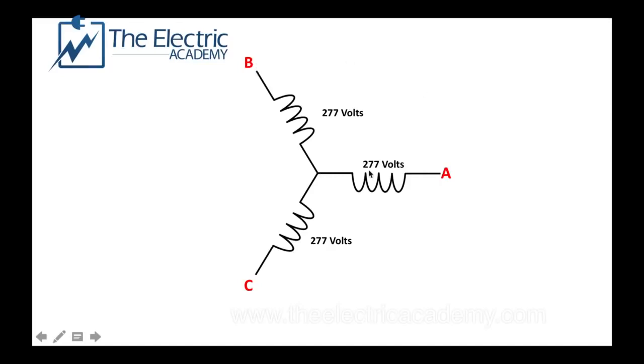So if you add up, let me just add this up for you, 277 plus 277 equals 554, not 480 volts. Why is that? That is because of this shift here, this 120 degree shift. You cannot add these guys up arithmetically. I can't just go 277 plus 277 because these guys are heading in different directions. See what I mean here? So we have to add them up vectorially.